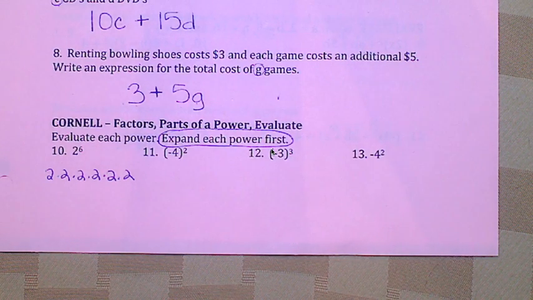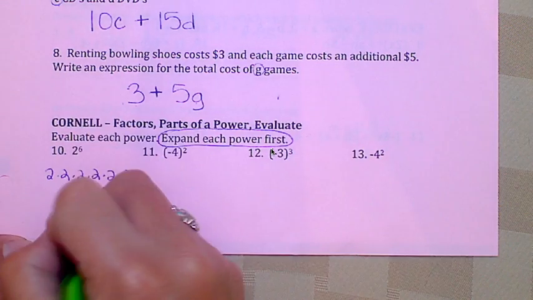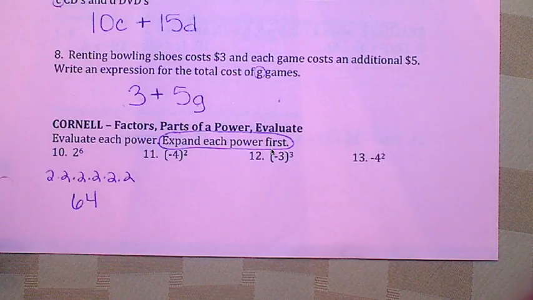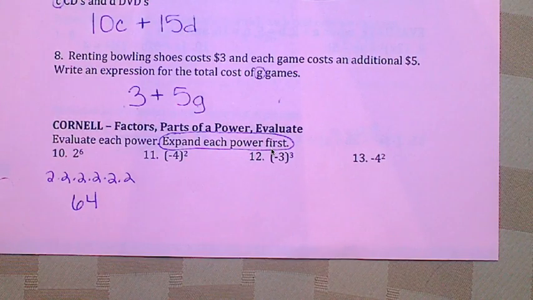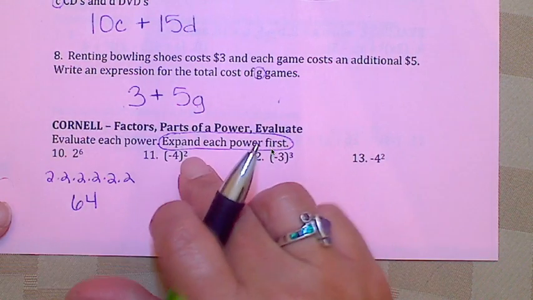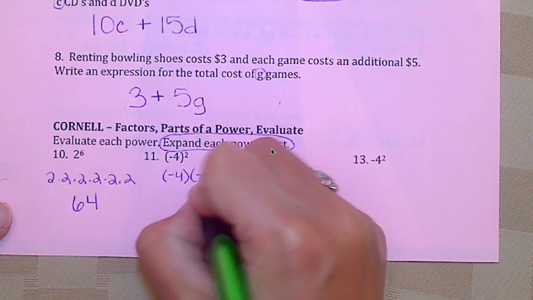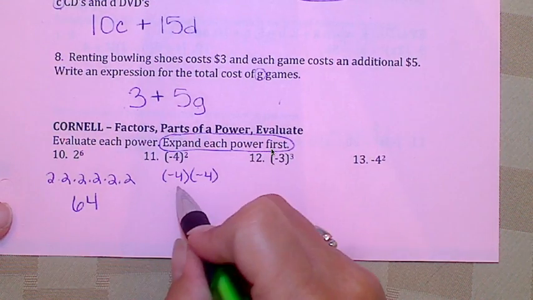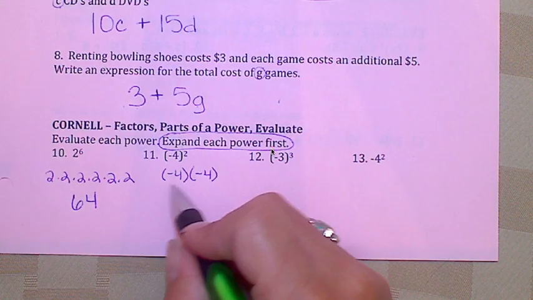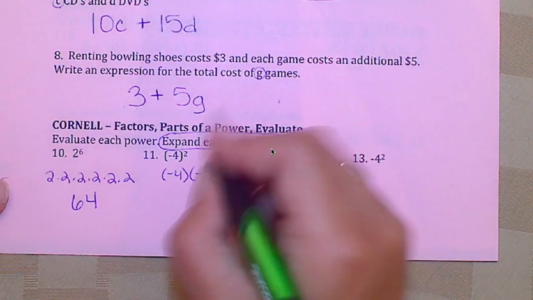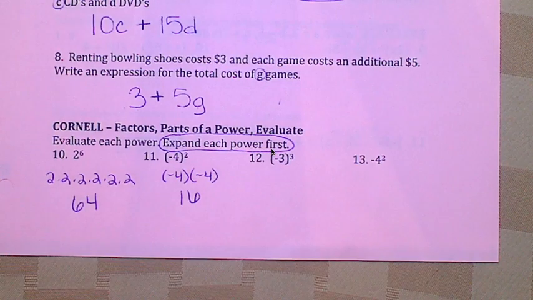And then after you expand it, then you will write the answer, 64. I didn't use any equal signs. I'm just working down. Okay. Now, -4 to the 2nd power means we're going to take -4 and multiply it by -4. You don't really need the parentheses there, but you can have them. And of course, -4 times -4 gives you a positive 16.